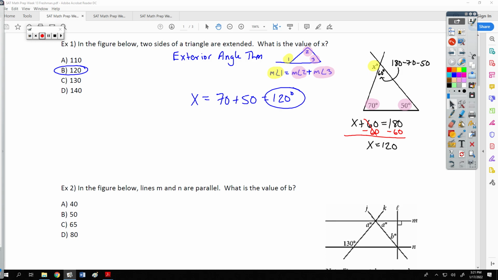Now, example number 2 is a more traditional SAT-style question with more than one step. So I'm going to go ahead and read it before I move on and slide it up to give people that are still writing stuff down from the previous example a chance. In the figure below, lines M and N are parallel lines. What is the value of B?